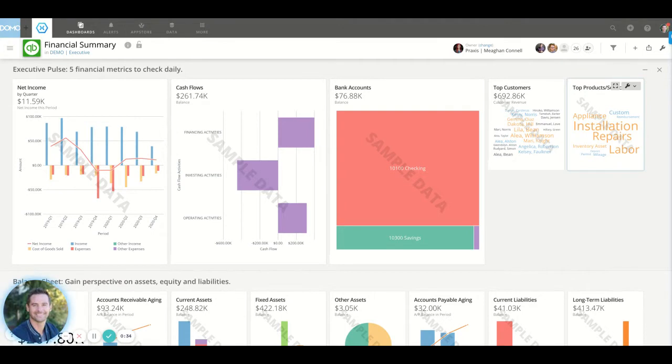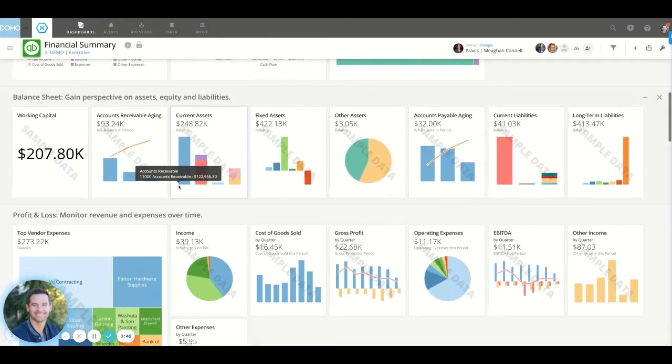So this first high-level view is the executive pulse, where I have my main 5 financial metrics of net income, being able to see that over time, my cash flows, bank accounts, my top customers and top products and services, right? Being able to see real quickly how things are going. Then I'm able to dig into more of a balance sheet view where I can see the working capital, accounts receivable, current assets, fixed assets, and understand what's going on with all my assets, equity, and liabilities.